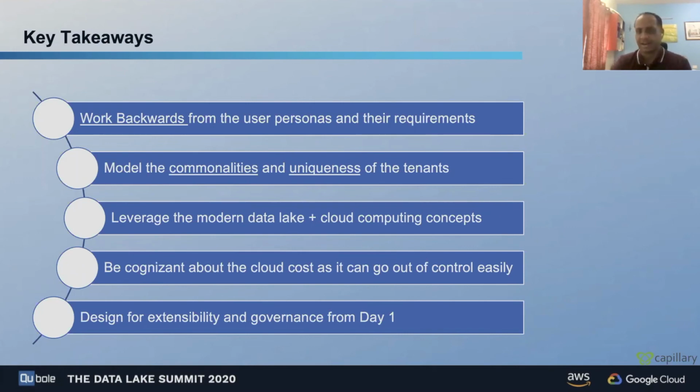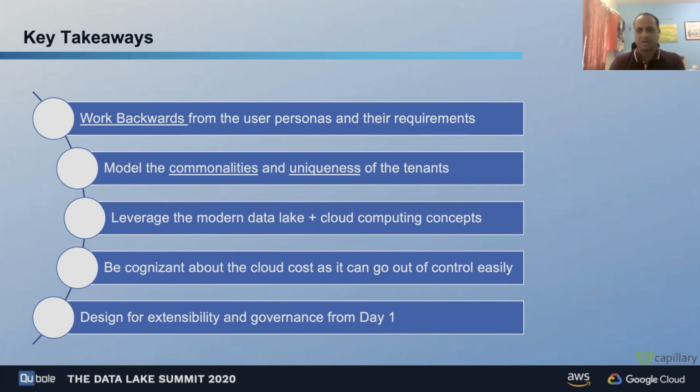Leverage the modern data lake and cloud computing concepts. This is a no-brainer. We experimented a lot around paid tools, different other types of data warehousing solutions, but this is the most growing area at the moment. And there are so many capabilities which can cater to different types of use cases, from streaming to batch to interactive analytics. So leverage modern data lake and cloud computing concepts, which pretty much fits most use cases.